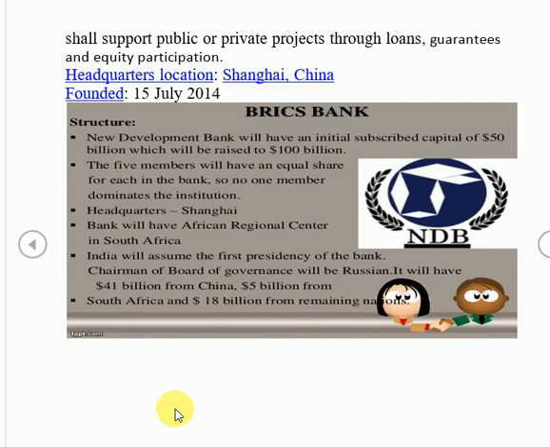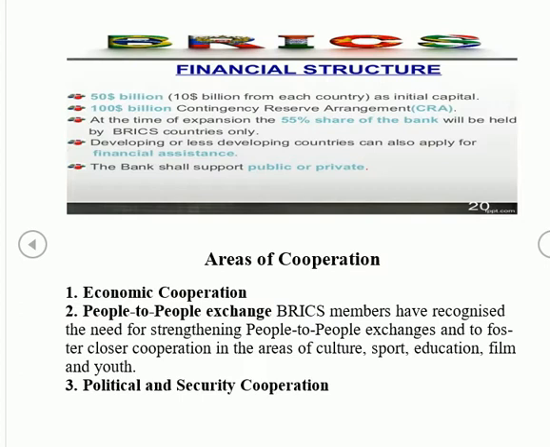Means in the beginning, all the member countries include their support and assistance in the beginning of this BRICS bank, right? You can see the financial structure out of them. The most important thing is that at that time, the expansion, the 50% share of the bank will be held by BRICS countries only. Means 50% share will be held by only the five countries who are members of BRICS.